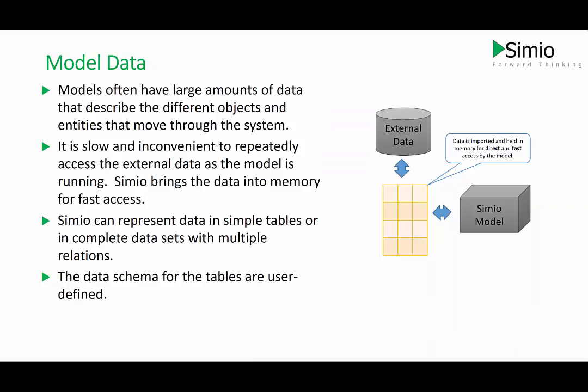Many models use large amounts of data, and we use this data to describe objects, to describe arrivals, and other things within the model. Simio uses an internal structure for its data, so basically all of the data is read when the model starts, which provides faster access to the data. Simio can represent simple tables or complete data sets with multiple relations, and we'll see what that means during this video module. Also note that the data schema for Simio tables are completely user-defined.